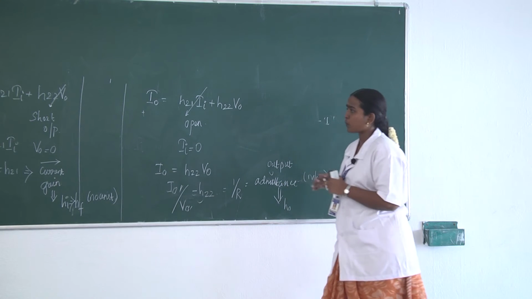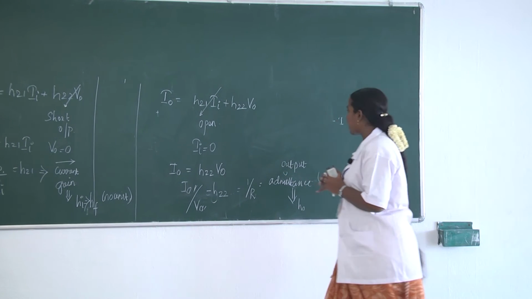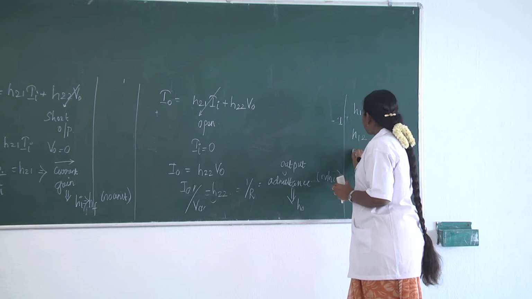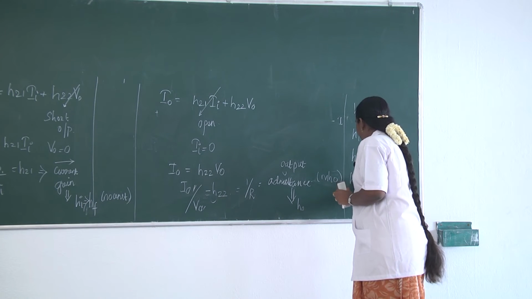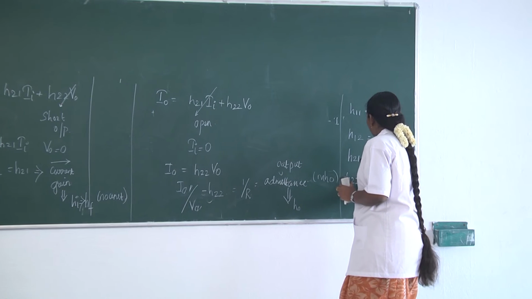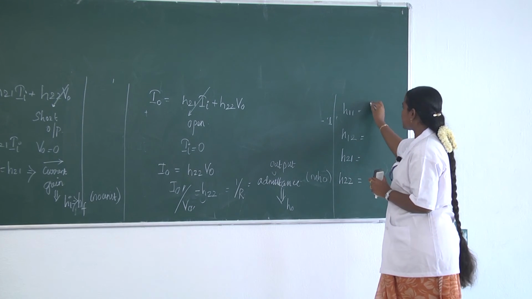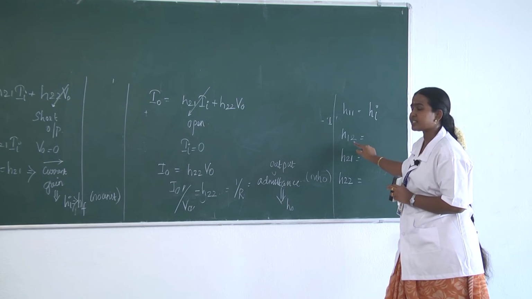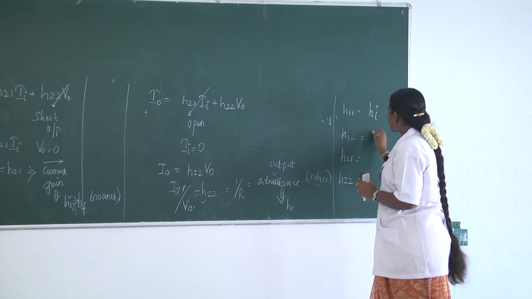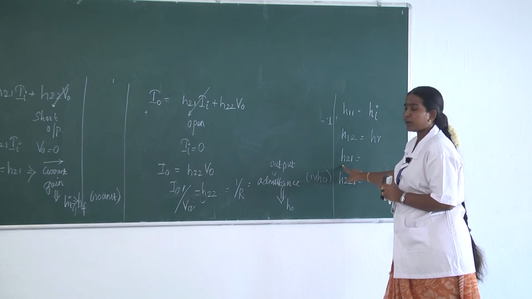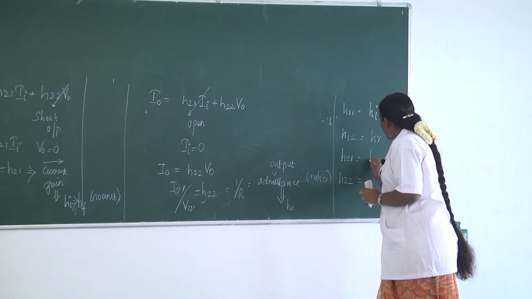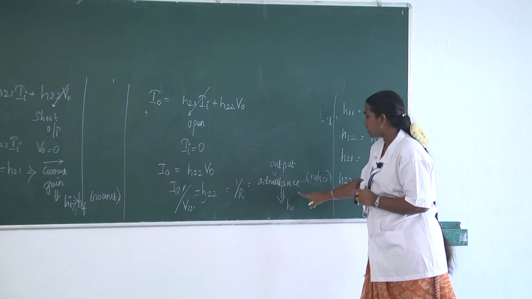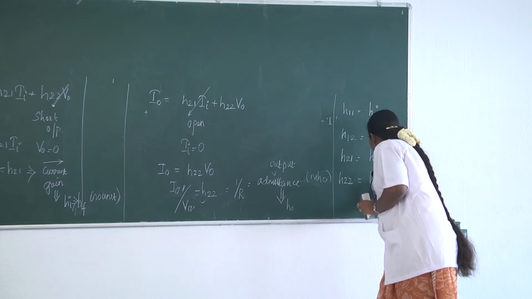So now we have analyzed 4 terms, that is H11, H12, H21 and H22. So first one is H11, which is the input resistance, so it is represented as Hi, and the second one is H12, which is nothing but a reverse transfer voltage, so it is represented as Hr, and the third one is H21, which is nothing but the forward current gain, and it is represented as Hf, and the fourth one is H22, which is nothing but the output admittance, which can be called as Ho.